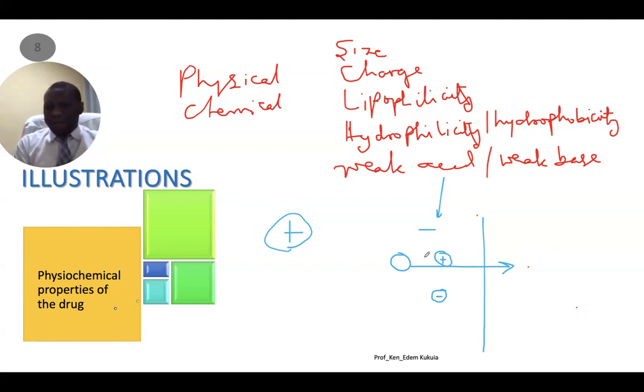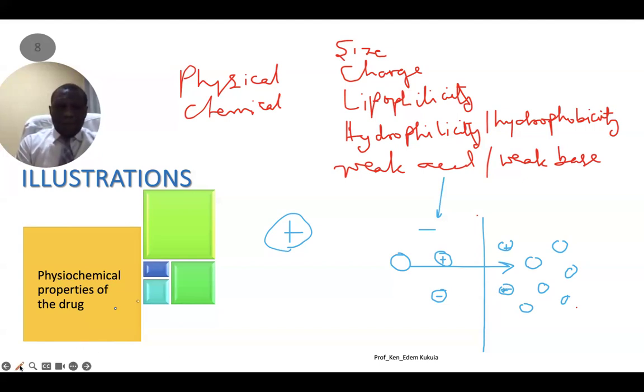So assuming I have these three kinds of drugs, I would expect that I would have more of the neutral ones crossing, all things being equal. If their size is okay, then I'll have less of the charged ones crossing. So a drug that is charged would not be absorbed as well as a drug that is not charged. So that is how charge affects absorption. We come to lipophilicity.